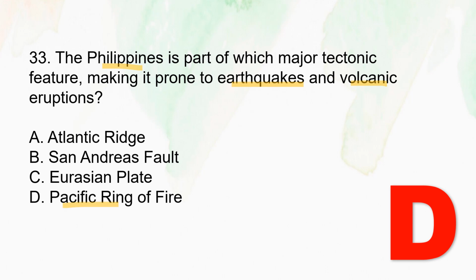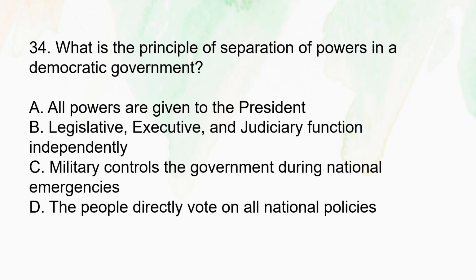Now let's discuss the other choices. For letter A, the Atlantic Ridge is a mid-ocean ridge in the Atlantic, not related to Philippine geography. For San Andreas Fault, this is located in California, USA. Eurasian Plate, the Philippines lies at the boundary of multiple tectonic plates, but the Ring of Fire is the most relevant. So letter D is the best answer.